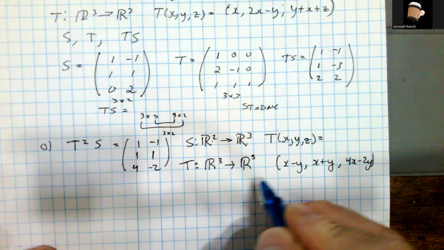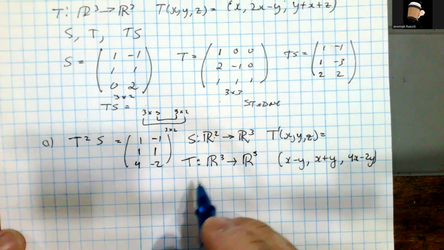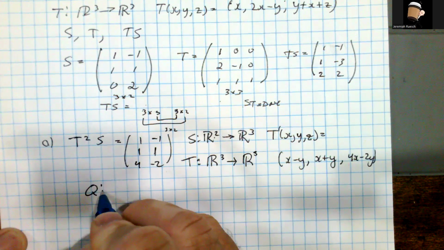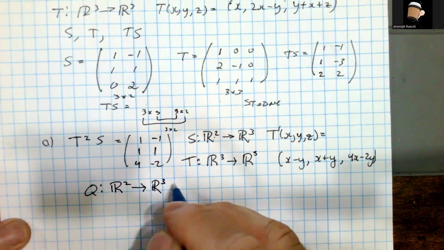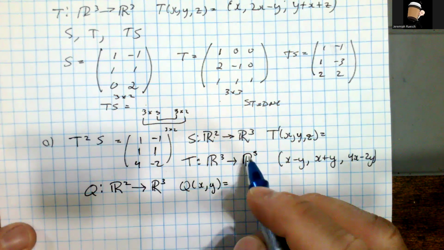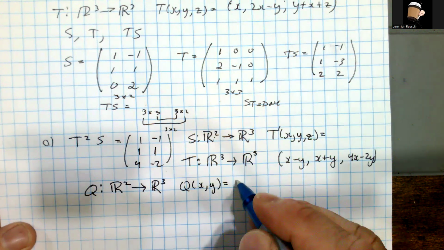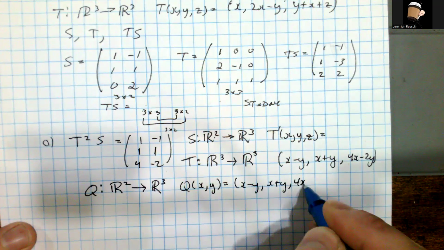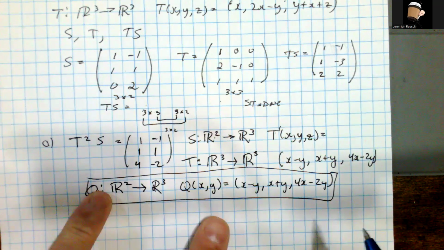If we put all this together, let's call this a new transformation. I should probably call it T prime or something. Let's go with Q. So we start with R2, and Q is going to be a map from R2 to R3. Q of x and y is going to be given by what we had here: x minus y, x plus y, and 4x minus 2y. Okay, so this is the formal mapping or definition, if you will.